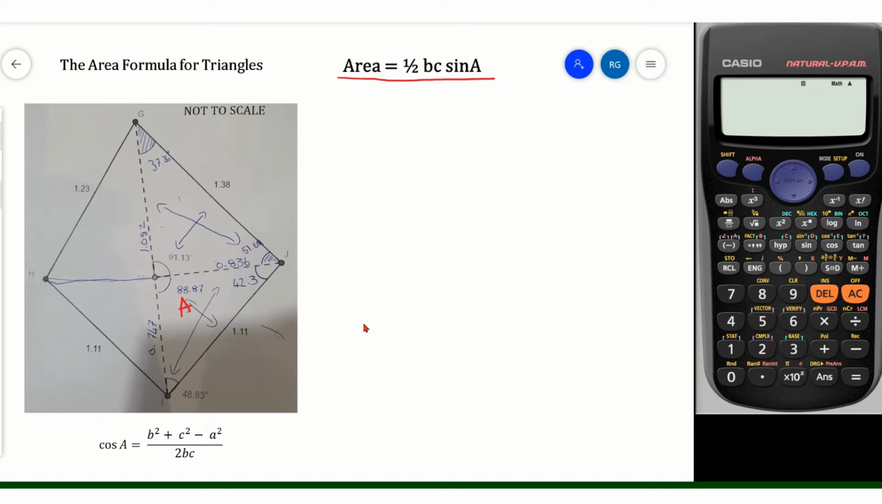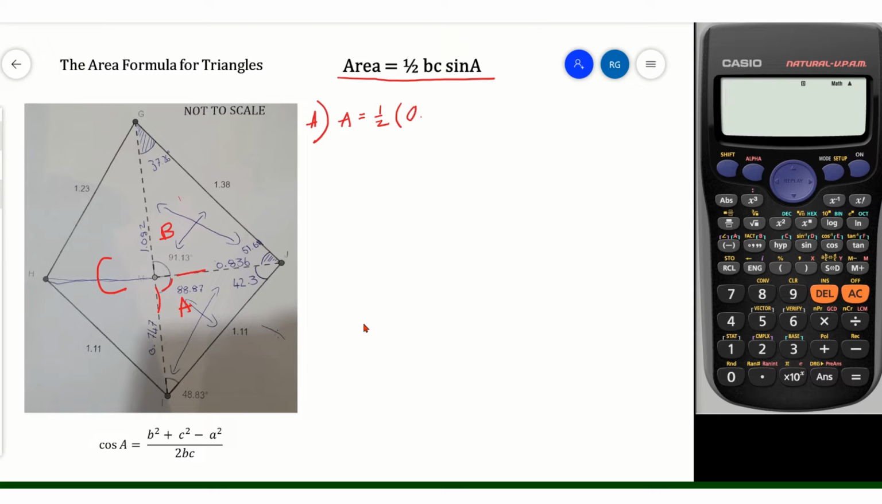We'll call them A, B, and C. So let's start with A. The important thing to remember when you're using the area formula is that, let's say we're going to use this angle 88.87, use the 2 sides that are branching away from that angle. In other words, 88.87 is the included angle. So let's do that substitution.